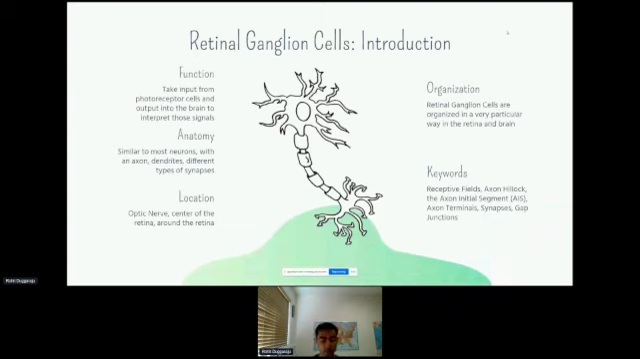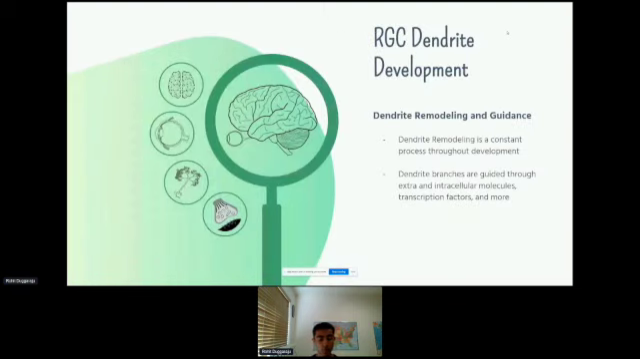Dendrites actually begin as neurites, little baby branches that grow unchecked all over the place. In the diagram on the slide here, the dendrites are the upper branches that reach into different cells. Throughout development, these branches are remodeled and pruned away in a process called dendrite remodeling. Dendrite remodeling is a careful, specific process that's controlled and guided by a number of molecules and transcription factors in the cell.